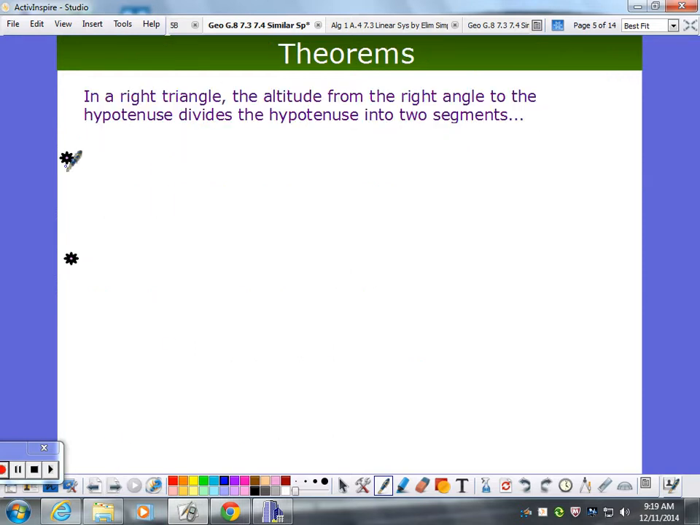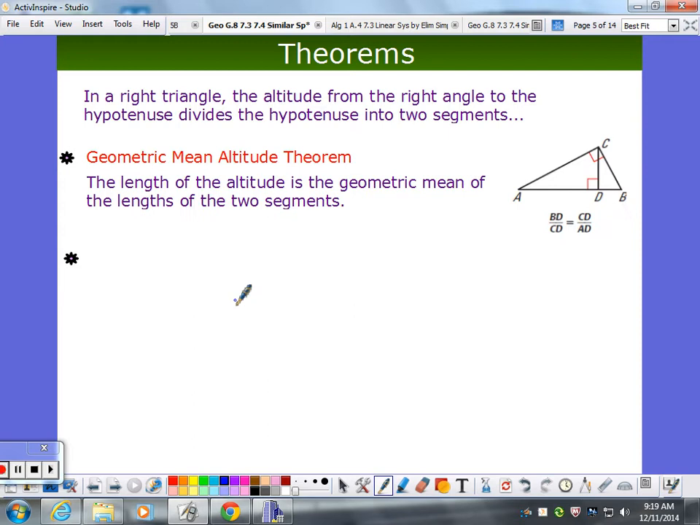So I've got these theorems here. I've got the geometric mean altitude theorem, which is what we just showed. That CD, if you have an altitude, this CD, is the geometric mean of AD and DB. This equals this times this, take the square root.